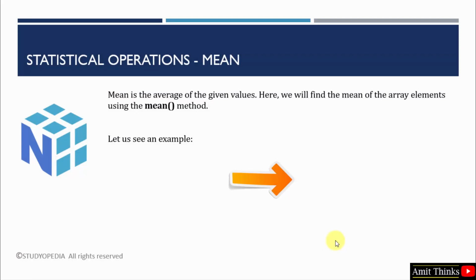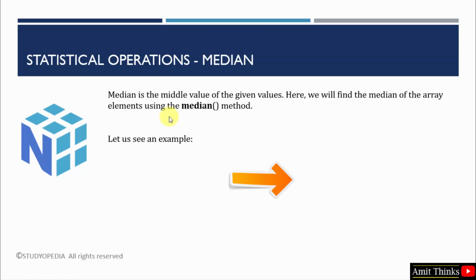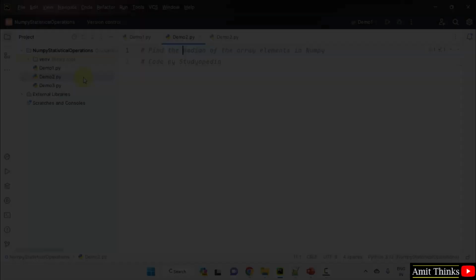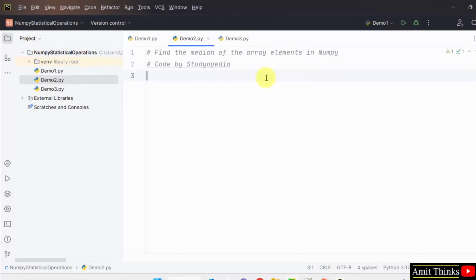So we found the mean of the given values, that is the average of the given values, using the mean method in NumPy. Now we will find the median of the array values, that is median is used to find the middle value of the given values using the median method. Let's see an example. Here it is. Let us see an example.